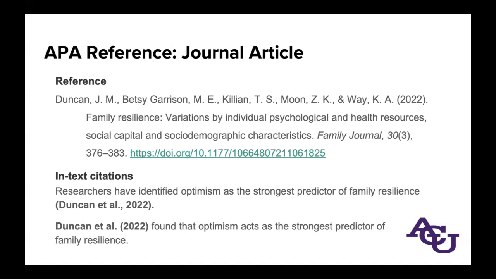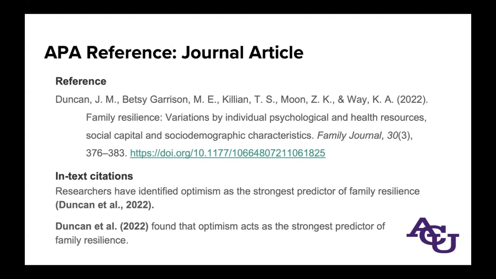So just as we did with the textbook reference, we put the first author's last name, Duncan, and then comma, J period, space, M period, comma. And then we list the rest of the authors' names in the same sequence as they're listed in the article. Next, we're going to put the year of publication in parentheses. This time it's 2022. And then we put the title of the article in sentence case.